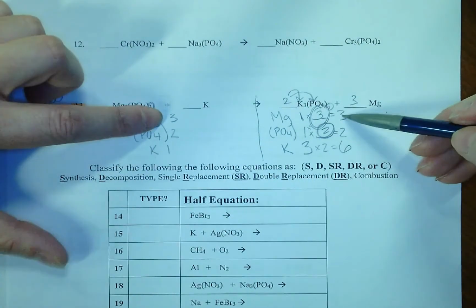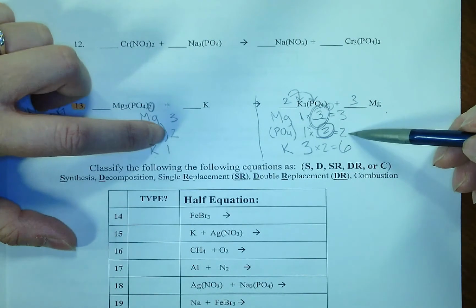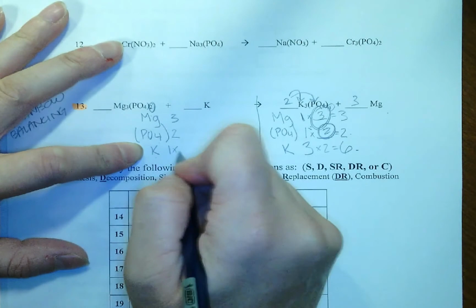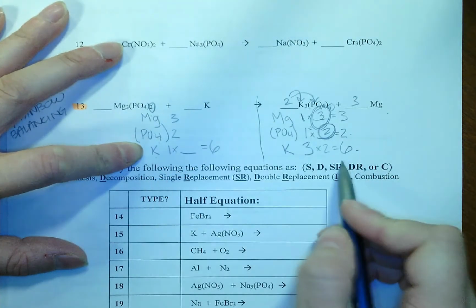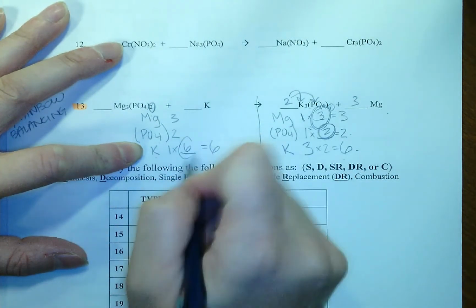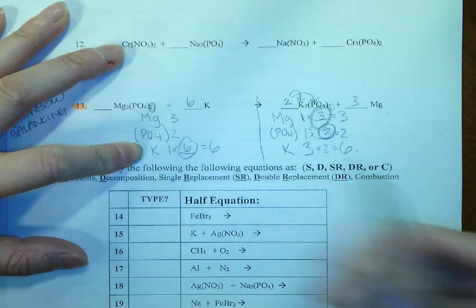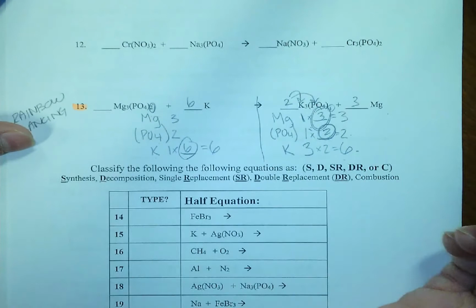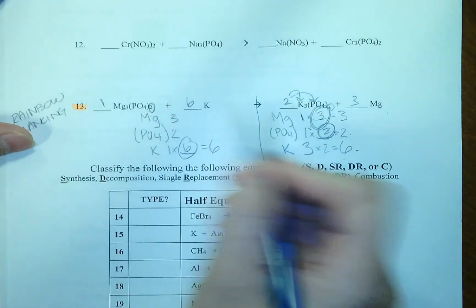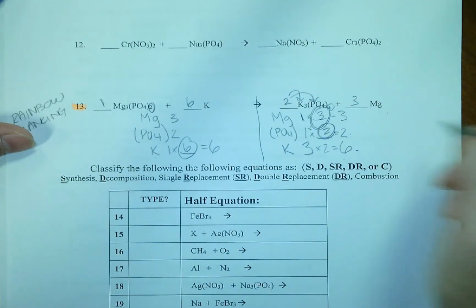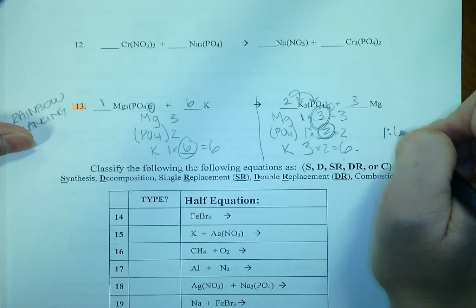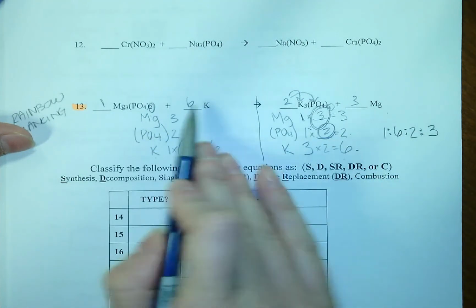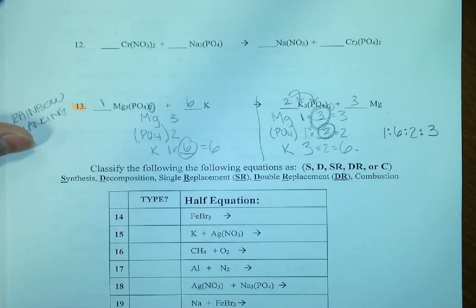So 3 magnesiums on each side, 2 phosphates on each side. I'm going to ping pong over to the smaller side over here and say 1 times blank equals 6, my bigger side. 1 times 6 will get me 6. And that doesn't change anything besides potassium. So we're balanced. So I'm going to say 1, 6, 2, 3. So the ratio of coefficients is 1 to 6 to 2 to 3. Those are the coefficients in front of our balanced equation.